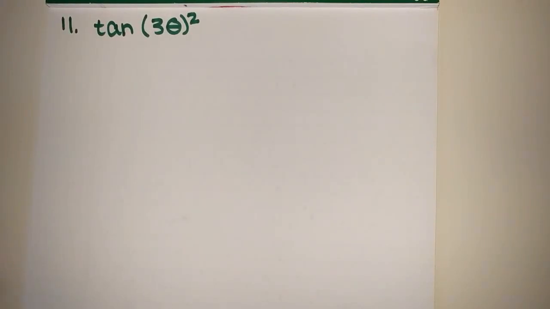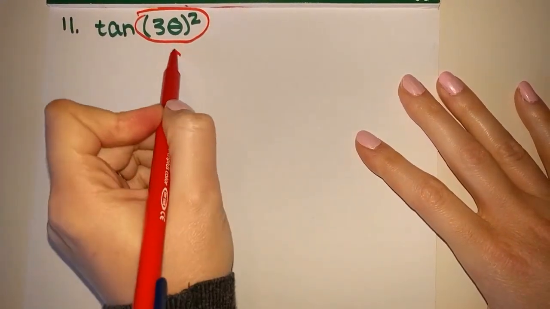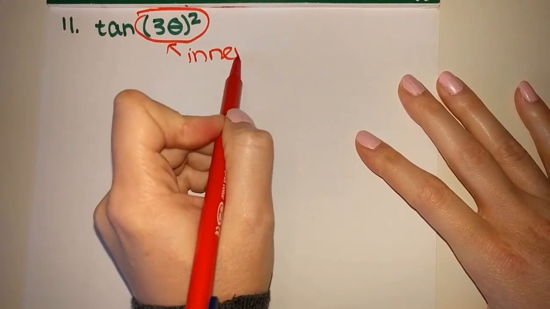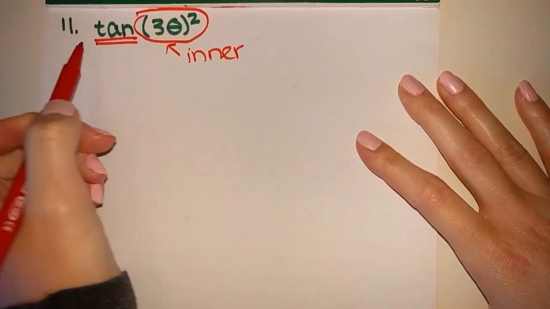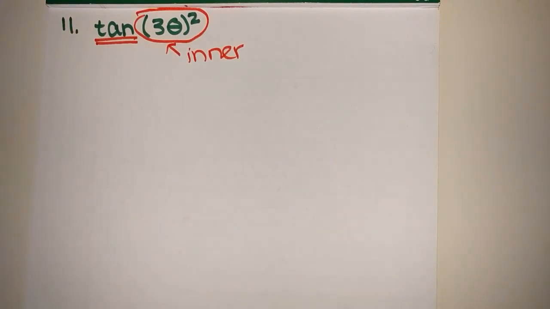All right, so for this question, we first notice parentheses, and those parentheses indicate to us that we need to use our chain rule. So because we have parentheses here, this is going to be our inner function. So we'll focus first on taking the derivative of the outer. The derivative of tangent becomes secant squared.